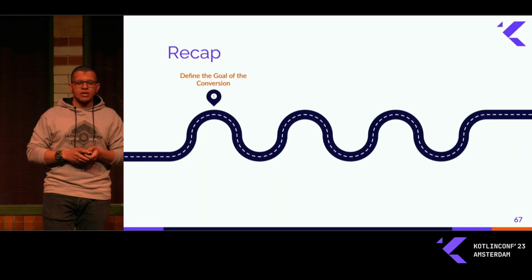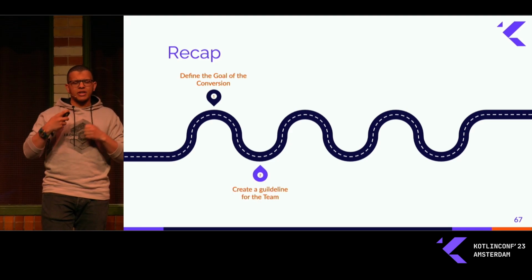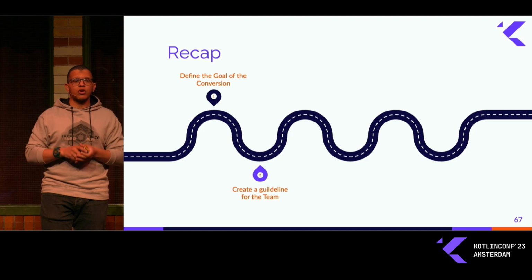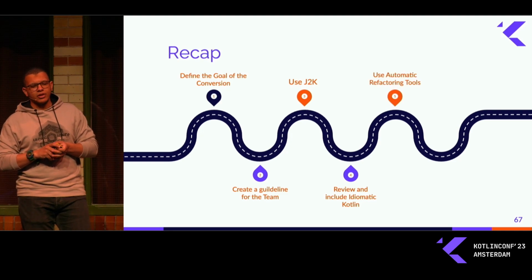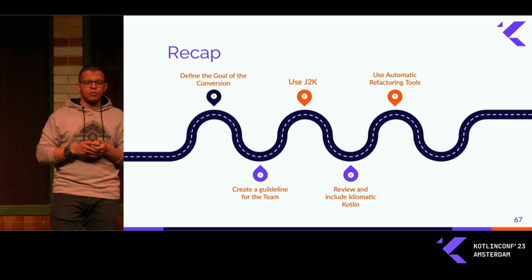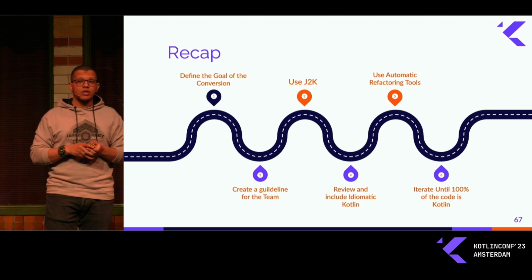And yeah, as a recap, as I said: define the goal for the conversion, try to create a guideline for the team on how to use Kotlin, use the J2K, start review, and include idiomatic Kotlin, use refactoring tools if possible, and iterate until 100% of the code is Kotlin.